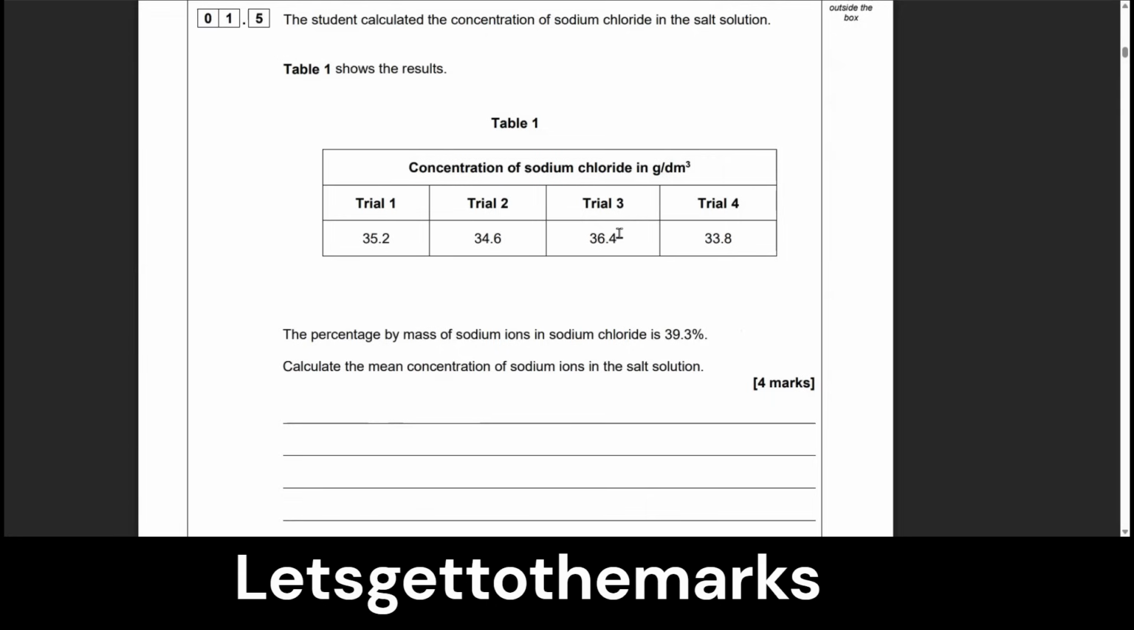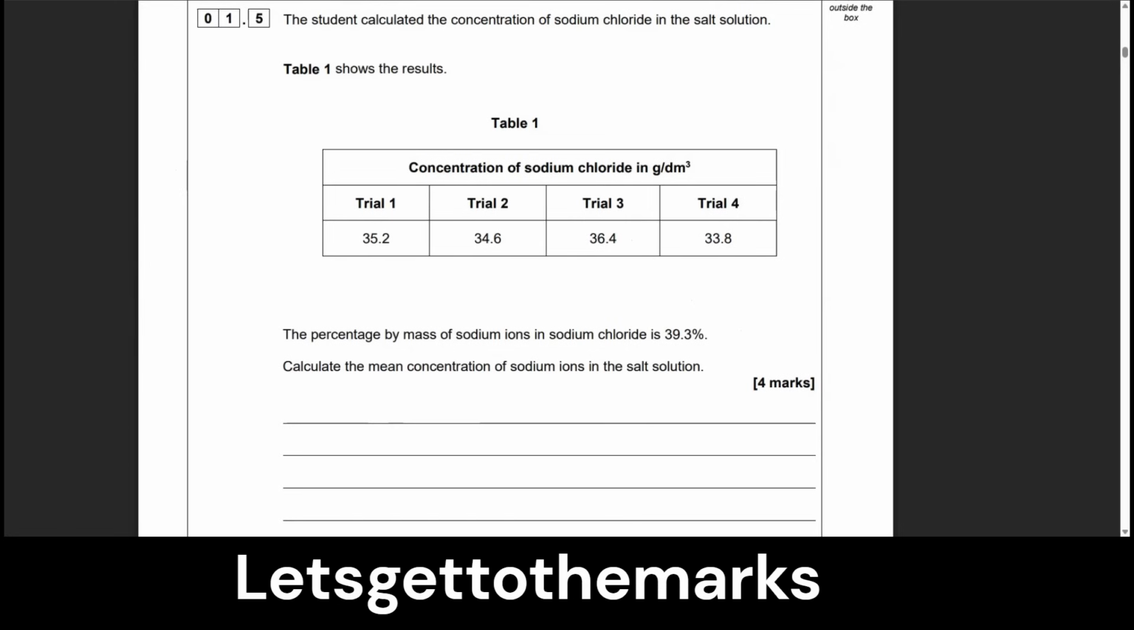So what we need to do is work out, first of all, the mass of sodium chloride, and then we know the 39.3% of the mean of this is sodium ions. So essentially, they're getting you to calculate a mean, that skill, and then they're getting you to see if you can multiply by a percentage.